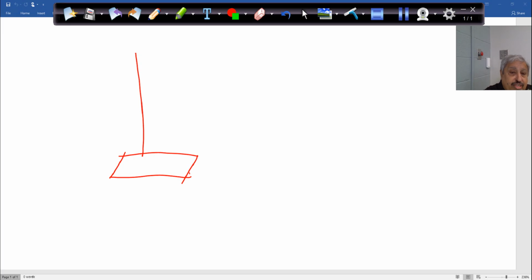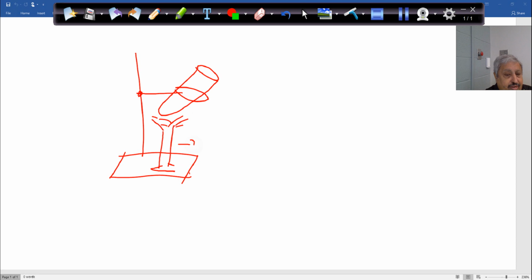So you will put the test tube here at 45 degrees, and this is just a clamp to clamp the whole thing. And here is our Bunsen burner. So here's the flame, and here is the 45 degrees tilted test tube.